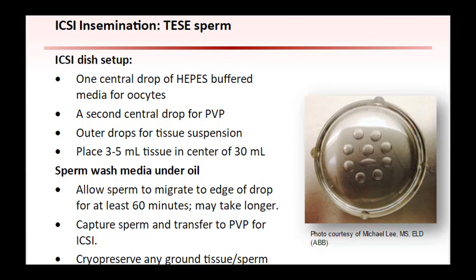Individual sperm may take several hours to overnight to migrate from tissue to be collected. Covered dishes are kept in a laminar flow hood for incubation. Plates are not heated, but are at room temperature until search and observation of sperm. The central drop for oocytes is replaced with fresh, warmed media prior to oocyte deposition for ICSI. Cryopreserve any ground tissue or sperm not used for ICSI.